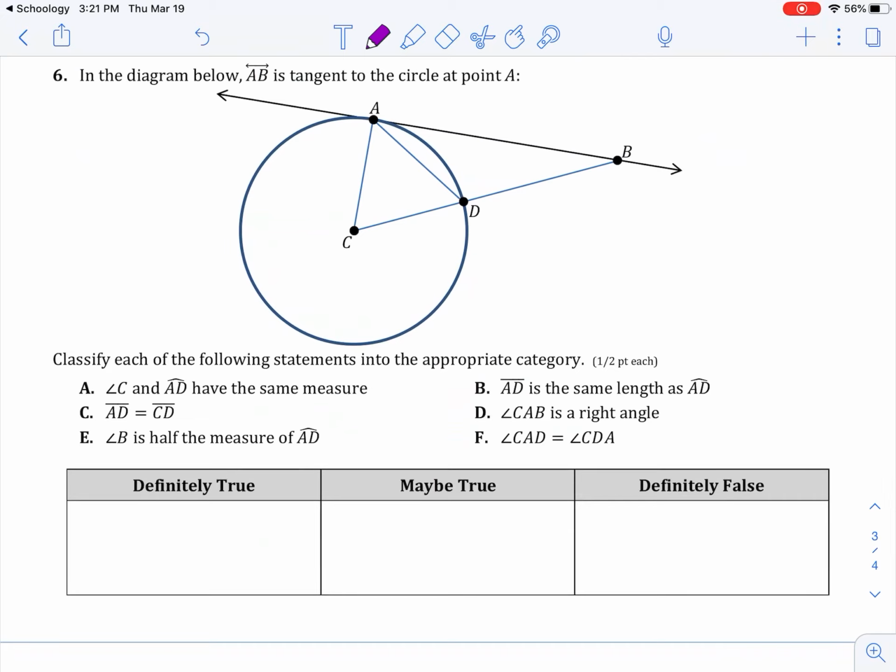All right, last but not least, let's go through this problem that you guys love. Just kidding. I know you all hate them. Definitely true, maybe true, definitely false. Okay, classify each of the following in the appropriate category. So the first one is angle C and arc AD have the same measure.